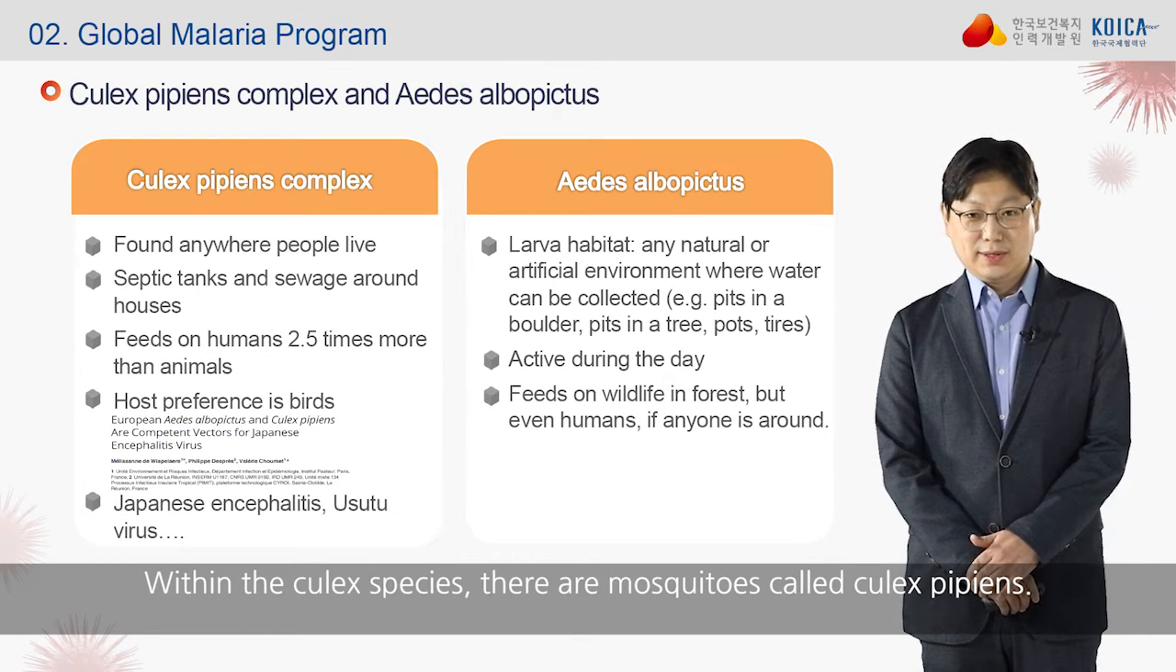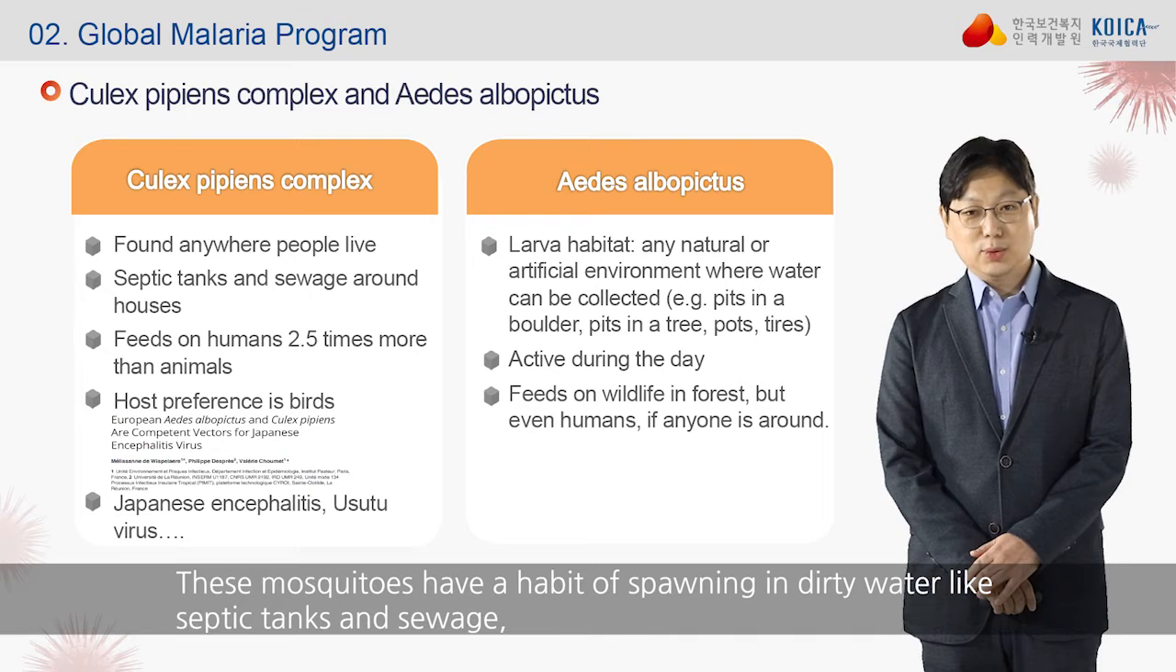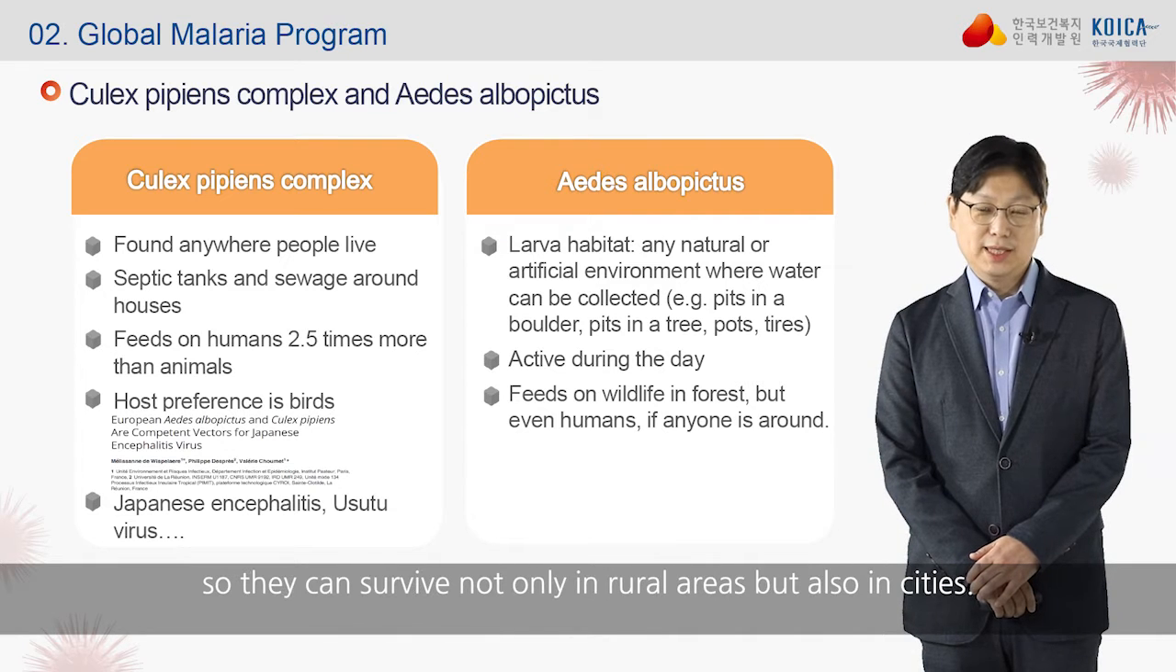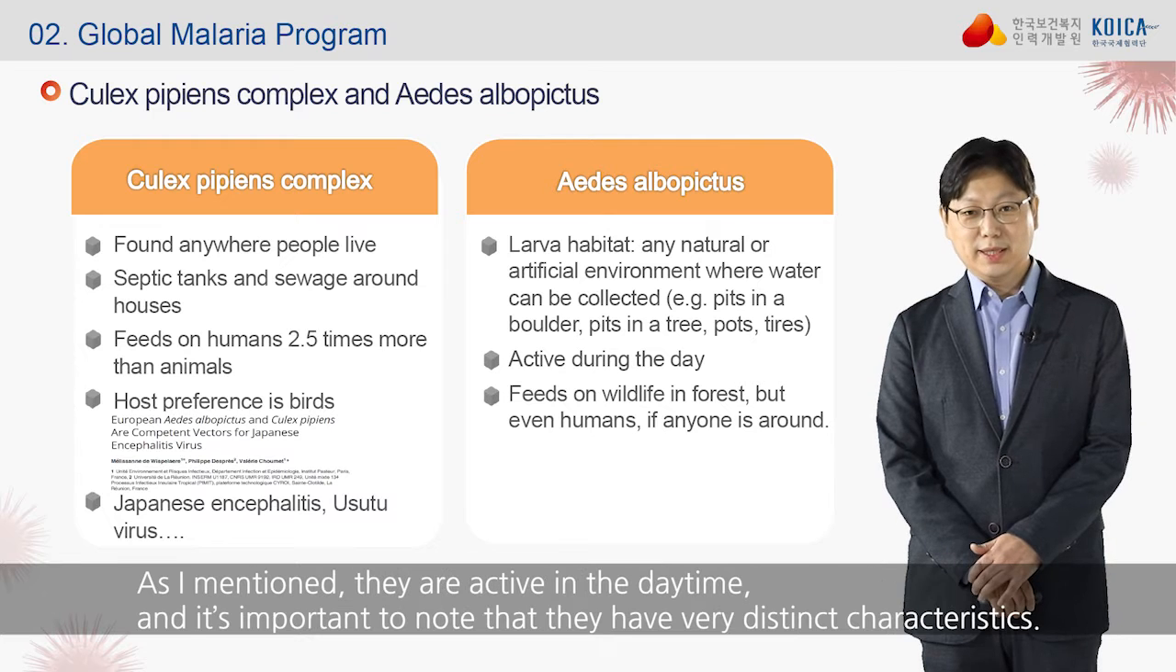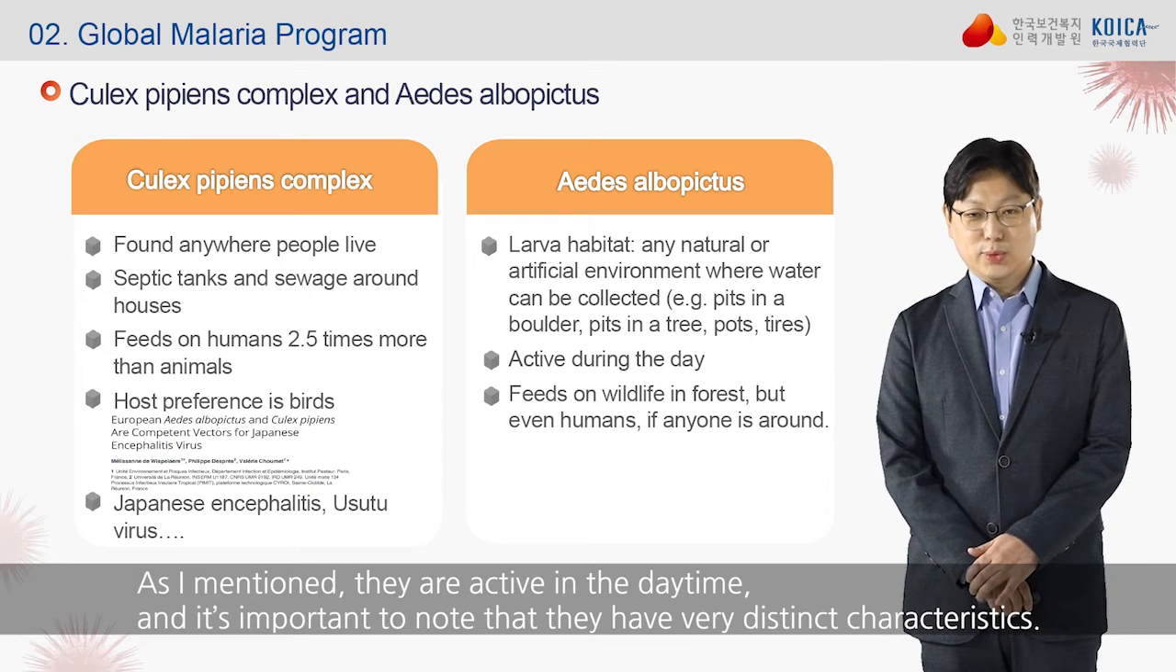Within the Culex species, there are mosquitoes called Culex pipiens. These mosquitoes have a habit of spawning in dirty water like septic tanks and sewage, so they can survive not only in rural areas but also in cities. As I mentioned, they are active in the daytime, and it's important to note that they have very distinct characteristics.